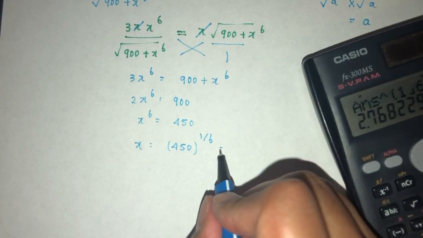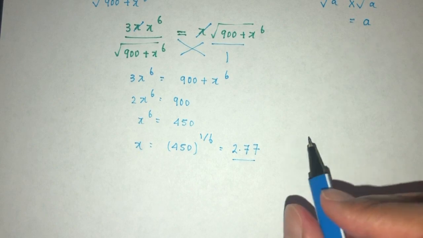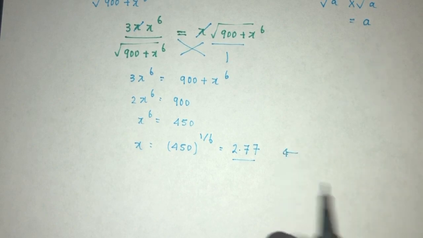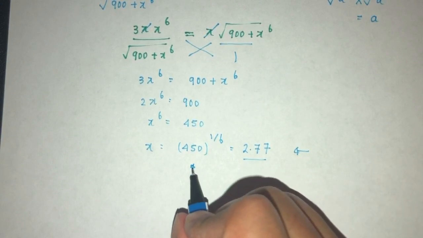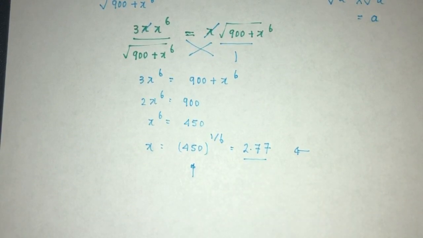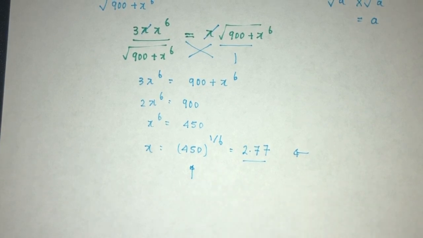That will be 2.77, correct to 3 significant figures, and that will be your value of x. Again, it asks for the exact value, so the exact value will be this one right here. The exact value of x for which s has a minimum. As you can see, this will be the answer for the exact value of x. Okay, and that will be your question number 10.